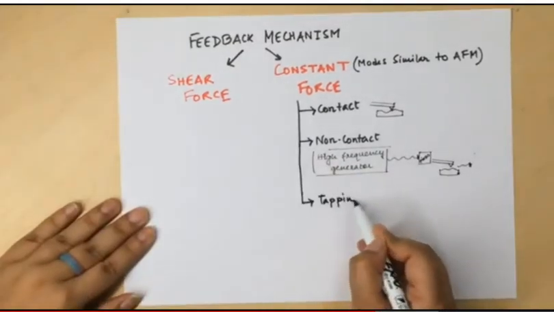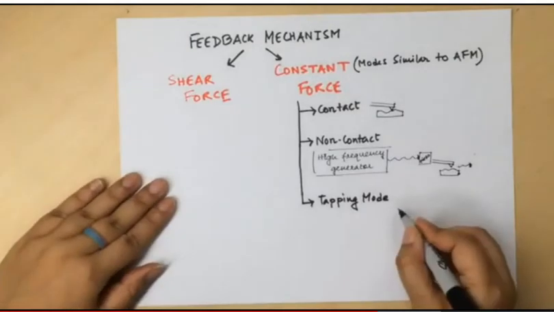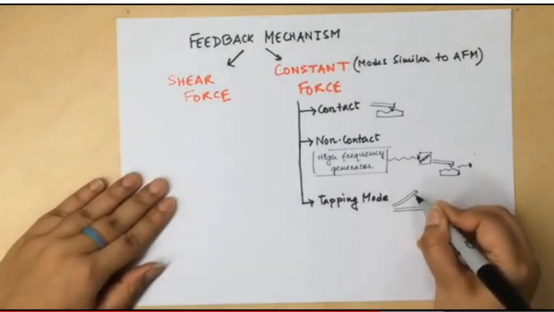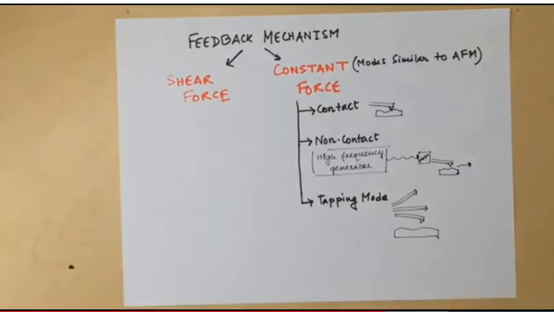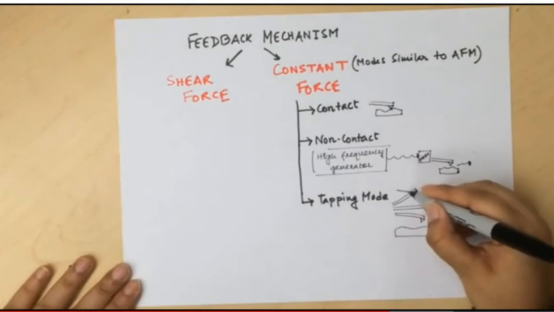The third mode is tapping mode. Here the tip is flexible. It deflects according to the topography of the sample as it moves over the sample, and the angle of deflection is measured by a laser coupled with a position sensitive detector or PSD.